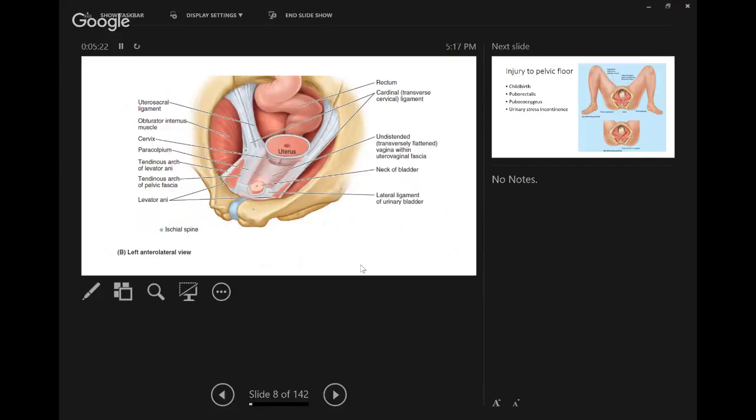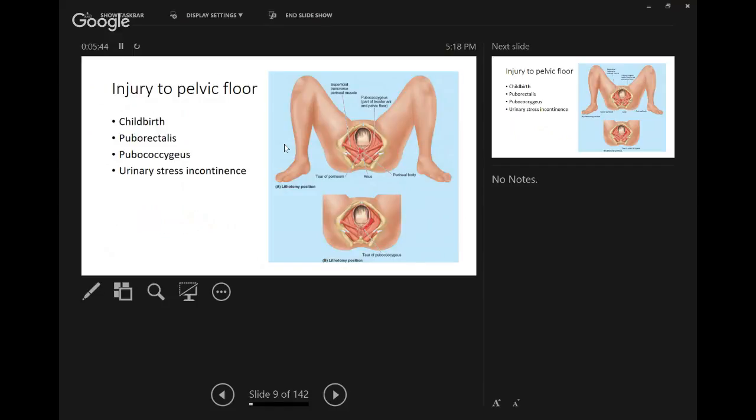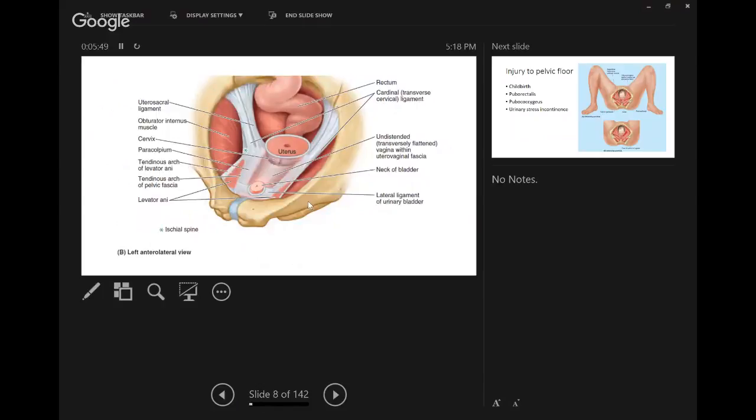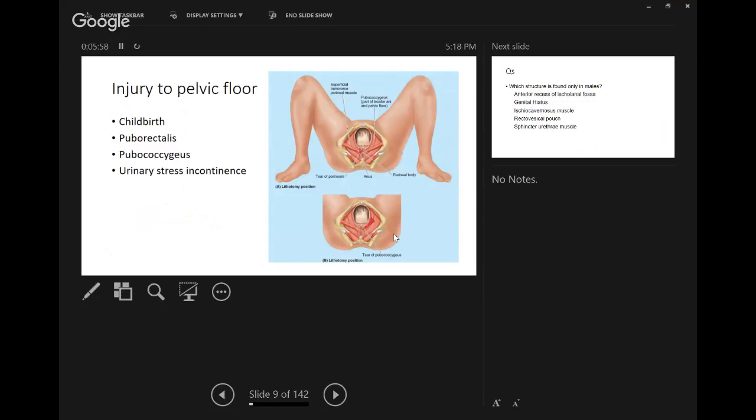All right, so the other thing about the pelvic floor support is that in female you have two things: the cardinal ligaments, and the tendinous arch of the levator ani, which is in male as well. So apart from the muscles, you have the ligaments, and they also support the pelvic floor. It's especially important in female because it's really easy to get vaginal prolapse. Injury can happen to the pelvic floor, which includes the muscles and the ligaments and everything, and it can specifically occur in childbirth.